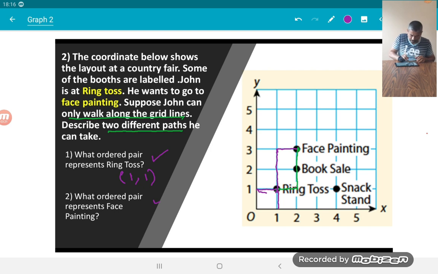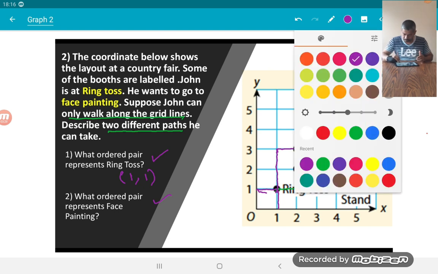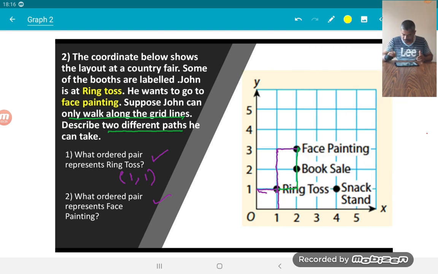Number 2. What is the next question? What ordered pair represents face painting? Can you find the answer? That is 2, 3. So we get the answer 2, 3. I hope you understand this one.